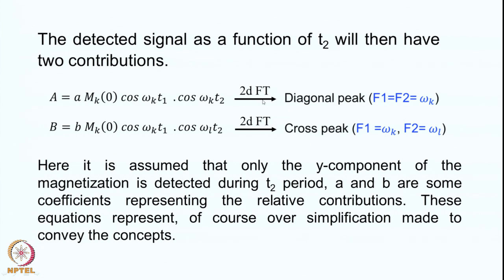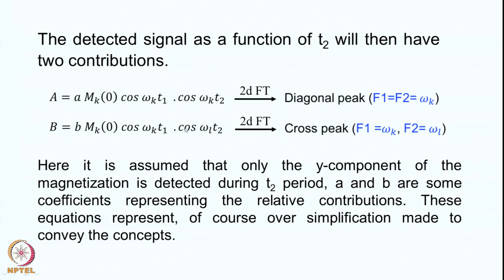Now, if I do a 2-dimensional Fourier transformation of this signal, of course it will be combined, we are going to detect it together. There will be both the components present in the signal what you will detect. In the FID, what you will get as a function of T2, will be a superposition of these two. Therefore, when you do a Fourier transformation, you have to consider the Fourier transformation of both of these terms, and consider this term, what will it generate? It will generate a frequency omega k along the F1 dimension and the frequency omega k along the F2 dimension. Therefore, we call this the diagonal in the 2-dimensional frequency domain spectrum, this is F1 is equal to F2 is equal to omega k.